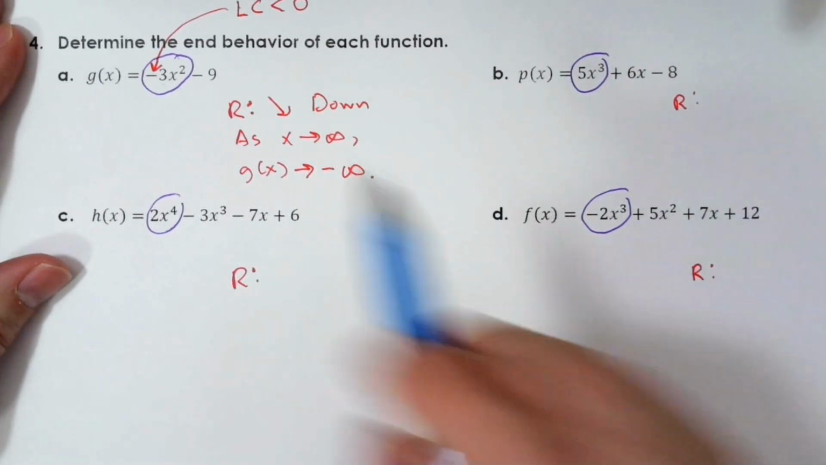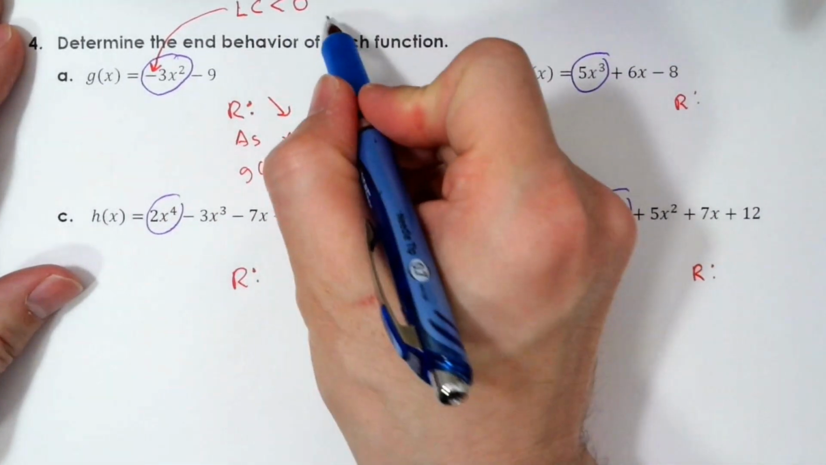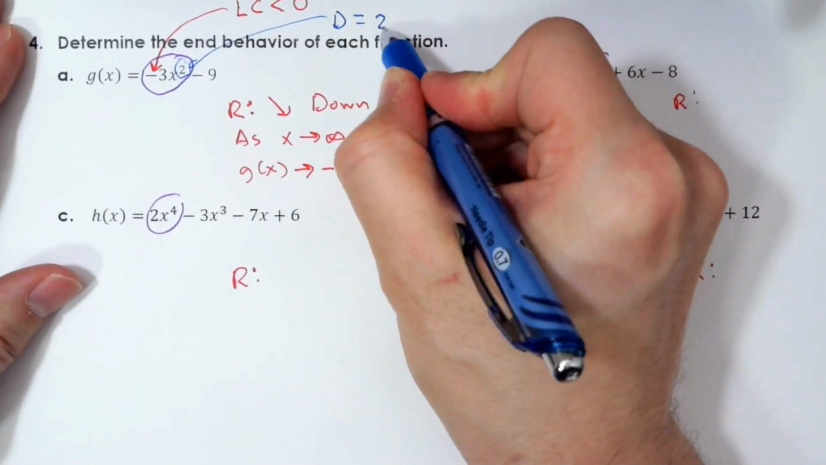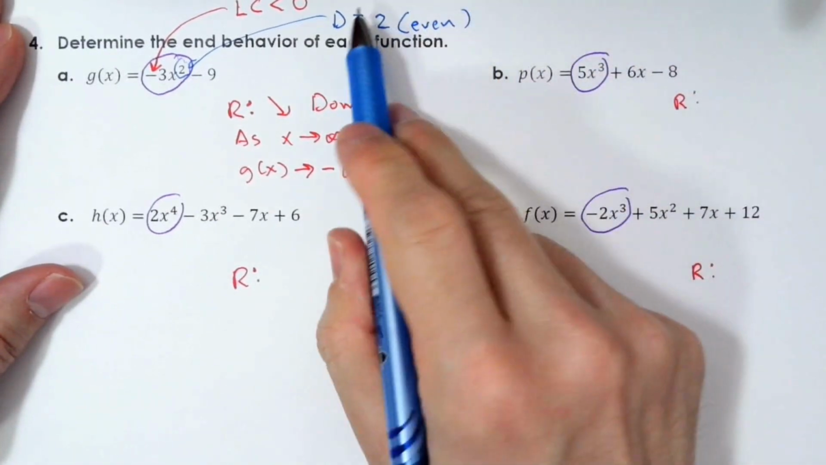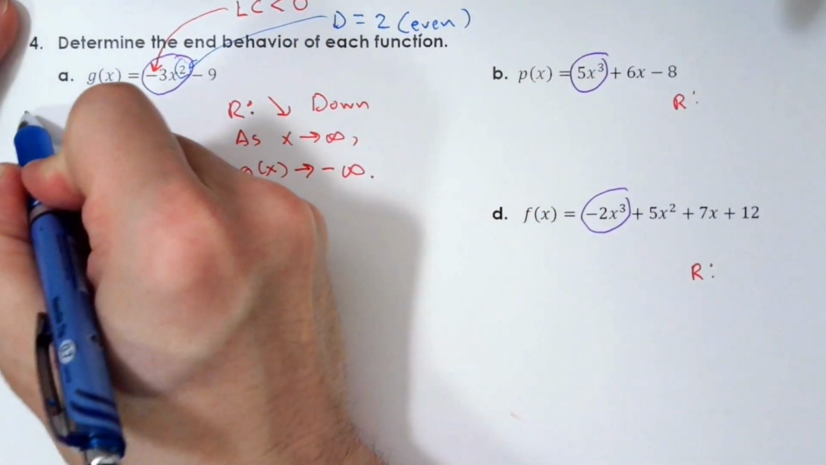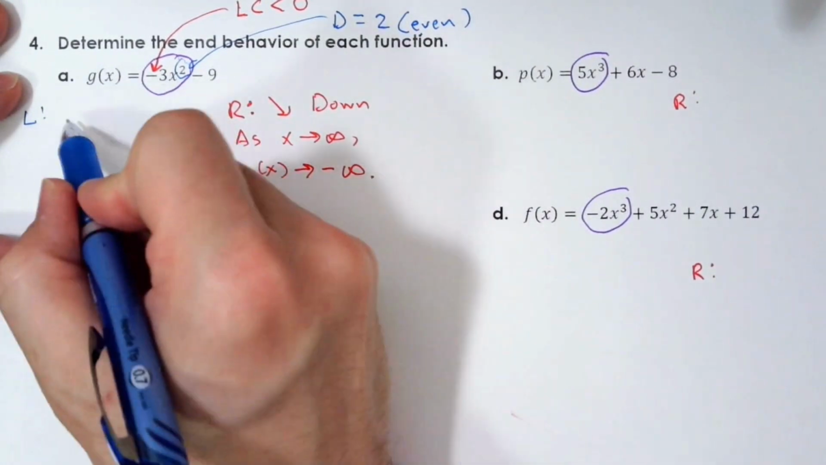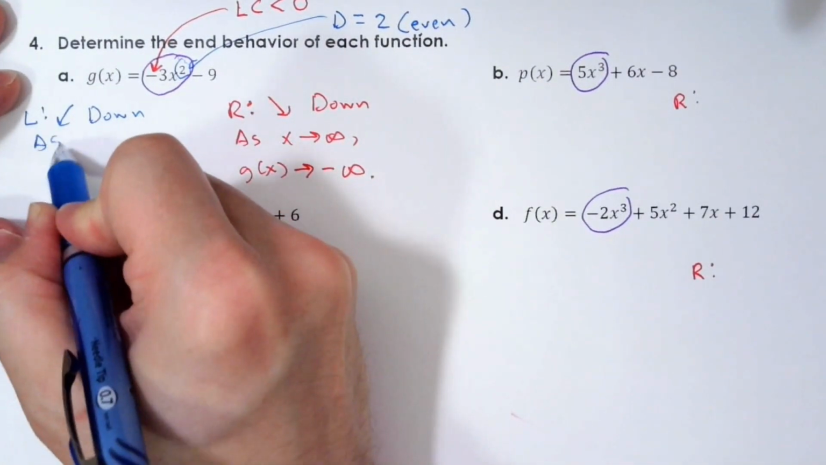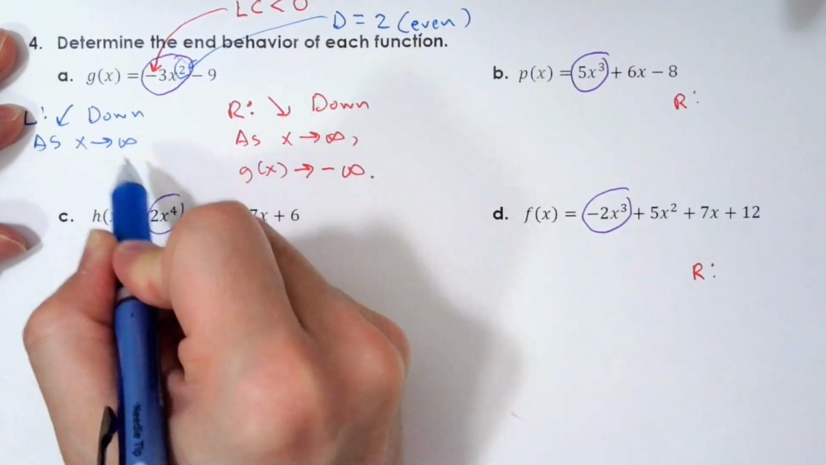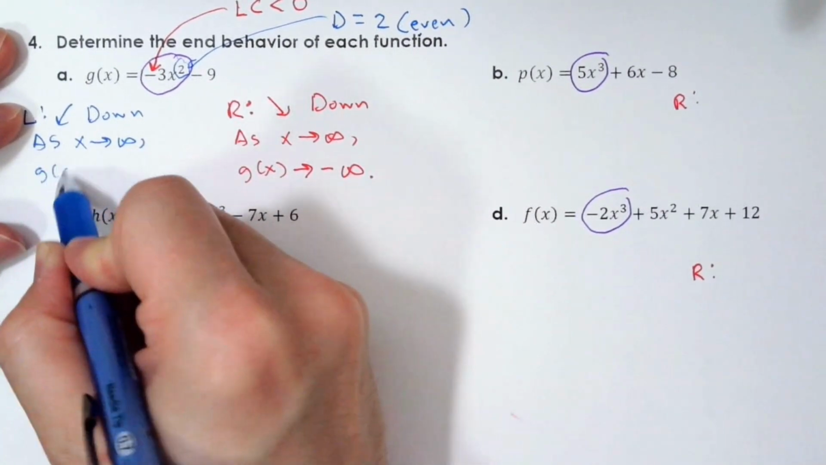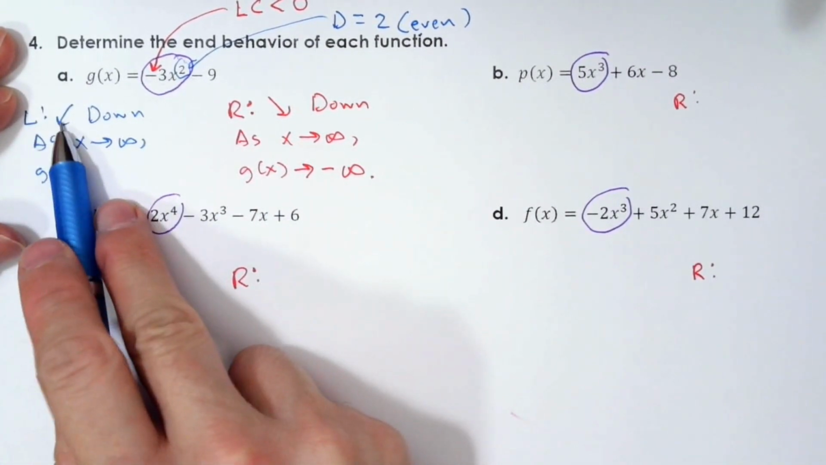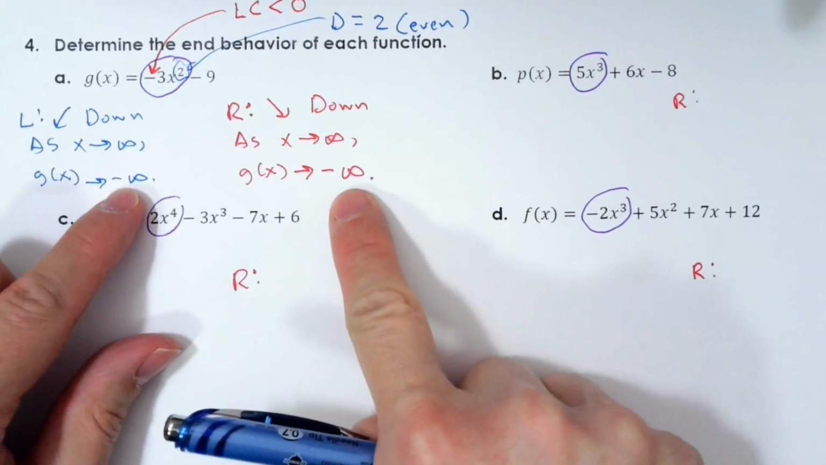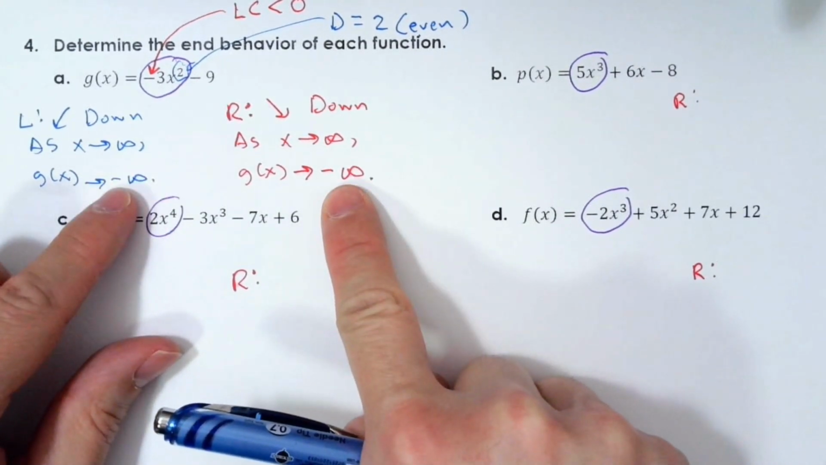Next, the highest power is the degree. Here, the degree is 2, which is an even number. If your degree is even, your left and right end behavior are the same. So it'd be down to the left, or the word down. Or if your teacher prefers, as x goes to negative infinity, g of x goes to -infinity as well. And again, even degree, end behavior is the same.